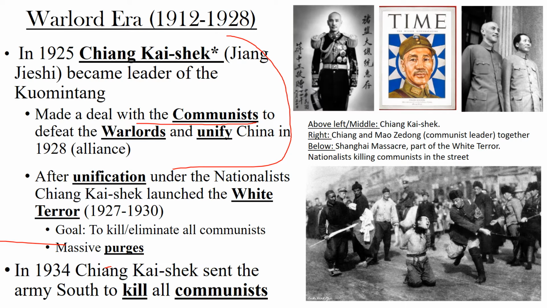And this alliance is successful. They are able to wipe out most of the warlords, to rejoin these errant parts of China into this military alliance, and they are able to push back a tiny bit against Western powers as China seems to be growing stronger and stronger. And after China's unified, Chiang Kai-shek really shows his true colors, and he launches what's called the White Terror, this three-year period of trying to eliminate all communists.